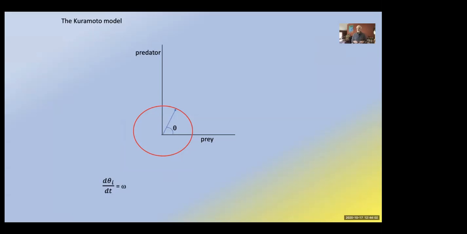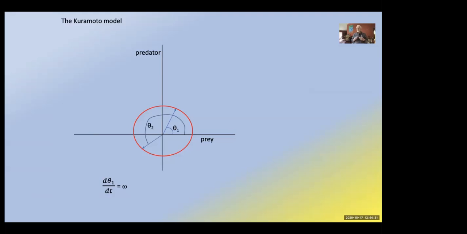Now we want to ask the question, how fast is the angle changing? As it's oscillating, of course, the angle is going to be moving around that circle. How fast is it going? Well, the derivative of theta with respect to t, we're going to suppose that it's going at a constant rate, omega. So just suppose that it's going around. You can imagine it going around as if it were on a wheel, at a constant rate.